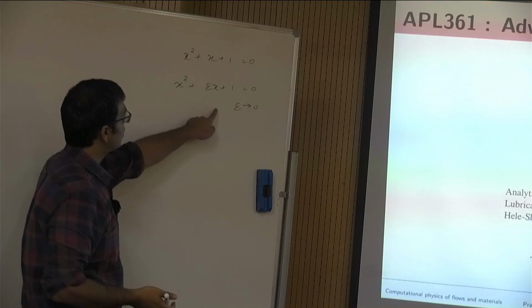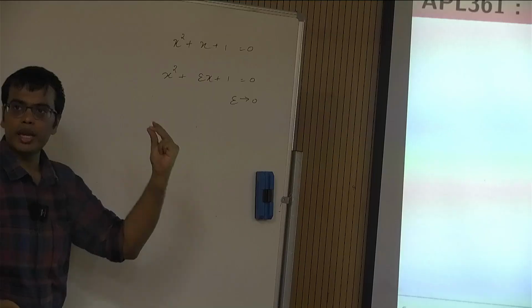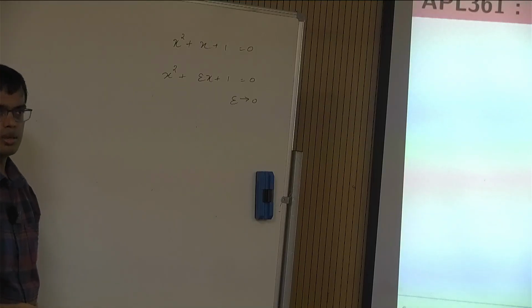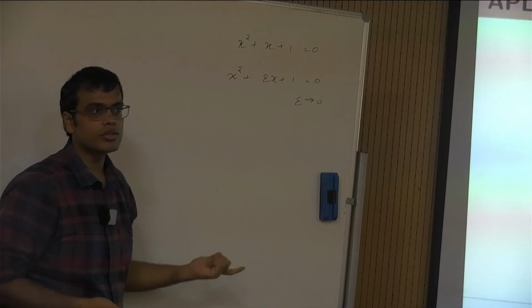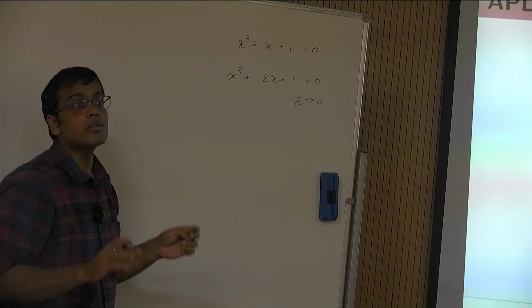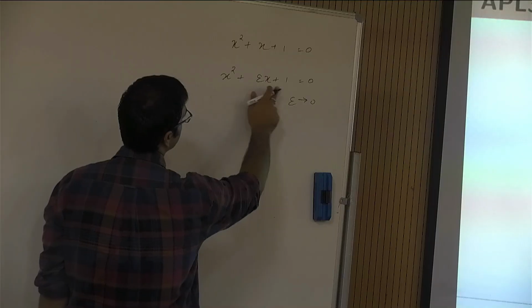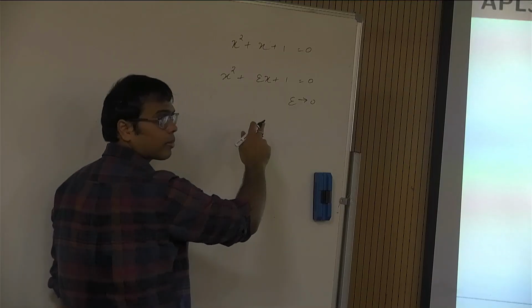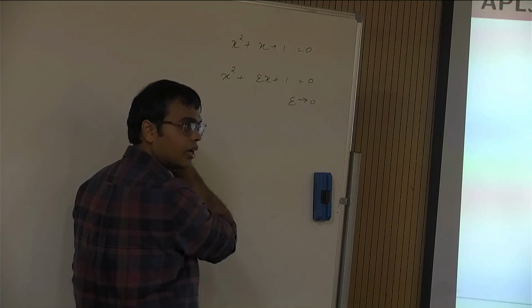In the limit epsilon goes to 0, can you quickly tell me what the solution is going to be? What is the solution in the limit epsilon goes to 0? Plus minus iota, right? So there are two solutions. Will there be plus minus iota or just iota? Iota only.